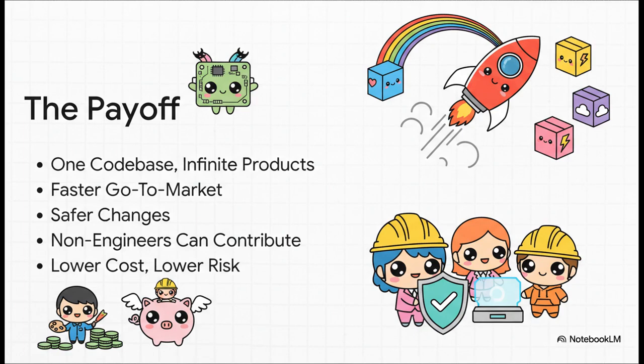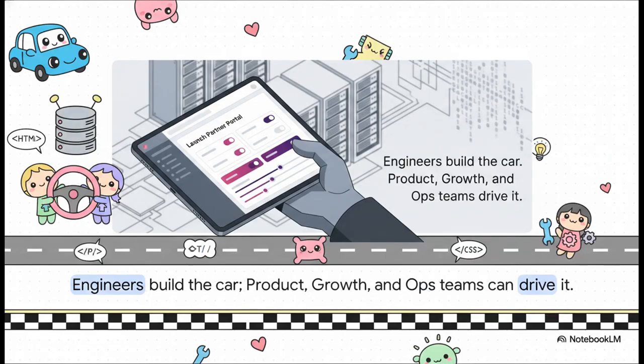I absolutely love this analogy. Your engineers build the powerful engine, they build the car, but now your product teams, your growth teams, your operations teams, they can all get in the driver's seat. They can safely launch and manage all these variants themselves without ever needing to write a single line of code.